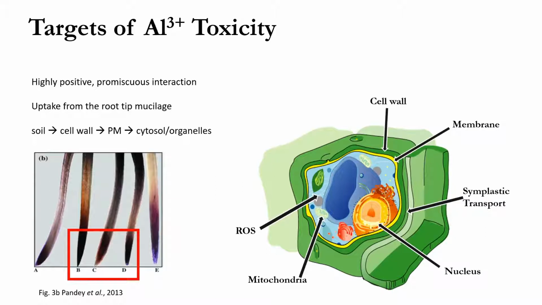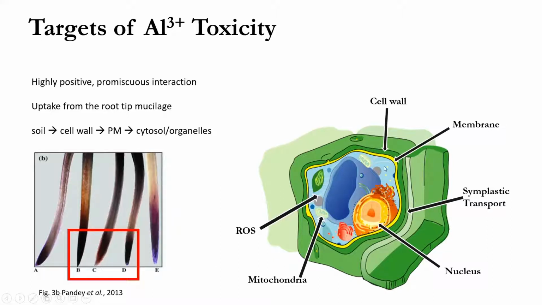Keep in mind that most macromolecules are negatively charged in the cell. Therefore, aluminum really strongly and promiscuously interacts with all of them. The uptake of aluminum occurs at the root apex, where ions dissolve in the root mucilage and come into contact with root epidermal cells. This is demonstrated here, where in the big red box are rice roots stained black for aluminum ions, and you can clearly see a gradient going from the root apex towards the elongation zone, indicating the uptake starts at the apex.